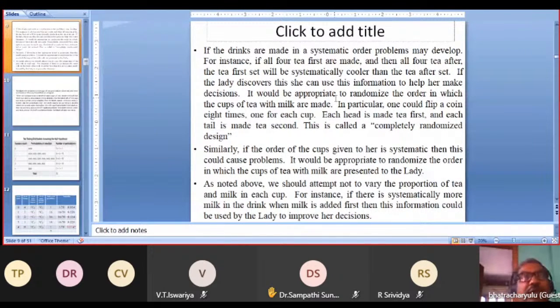Because here, out of these eight cups, four cups are one method and the other four cups are another method. So these eight cups are arranged in the tray in a random order, and we are requesting that lady to taste each cup and say whether it is prepared by method one or method two. She is also free to access any of the cups.